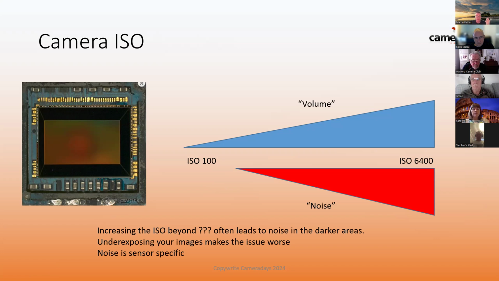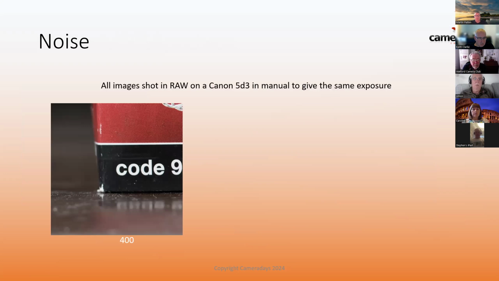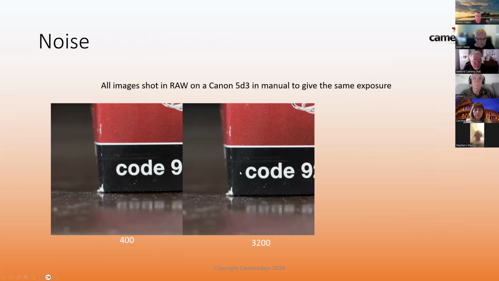So what do I mean by noise? This is an old slide, but I haven't had time to breathe, let alone create a new version of it. So this was my old 5D3. ISO 400 looks all right, doesn't it? There's no real speckly bits going on. Everything looks okay. Okay, 3200. And start to look in the background areas and in that foreground area. Look at the difference. Look at the grain that is really starting to appear.